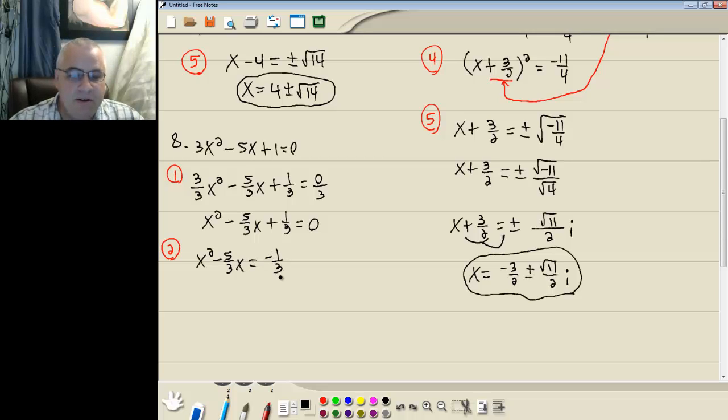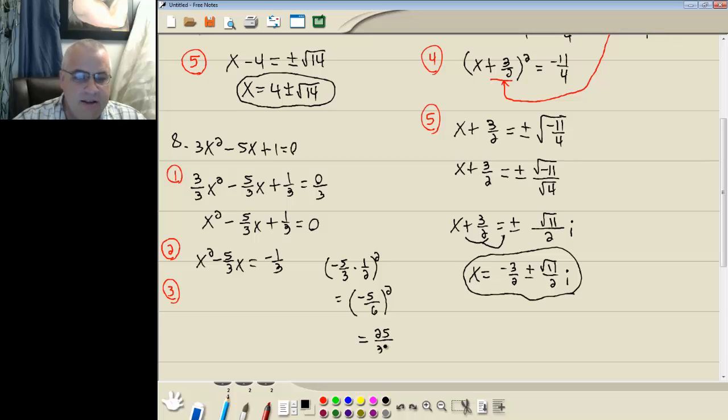Step 3. Take the number before your x, which is negative 5/3, multiply it times a half, and square it. Well, negative 5 times 1 is negative 5. 3 times 2 is 6, squared. And square the top, square the bottom. Negative 5 squared is 25, and 6 squared gives us 36. And then add that to both sides.